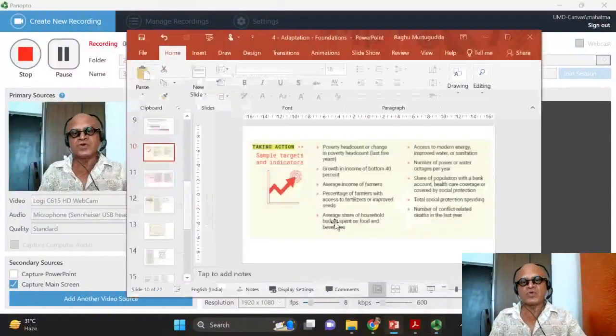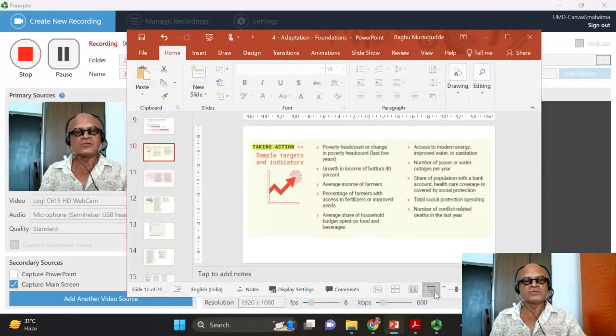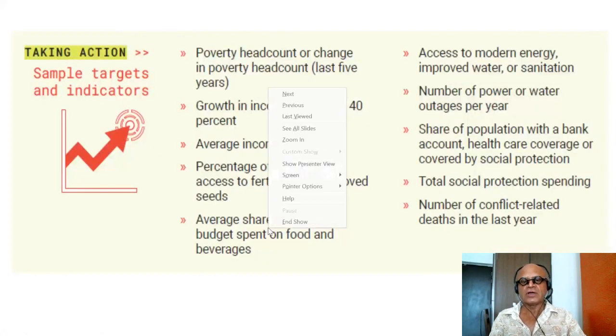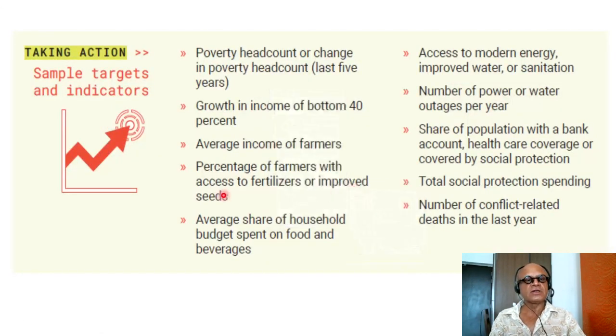Okay, we are continuing with the foundations for inclusive growth as part of strategies for climate adaptation. In this section, we are still looking at sample targets and indicators, and we'll soon see how simple indicator-based analysis can help prioritize action. Here, taking action, poverty headcount or change in poverty headcount in the last 5 years can be a simple target and an indicator.